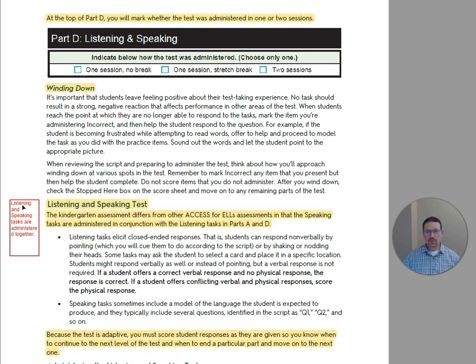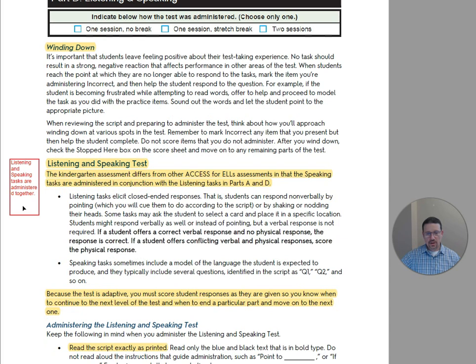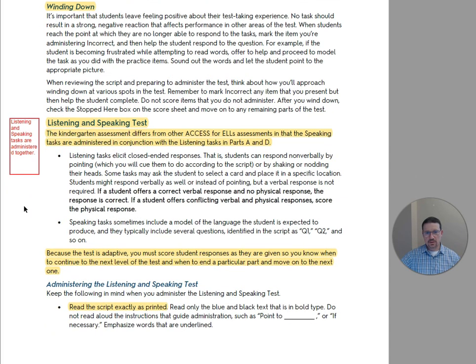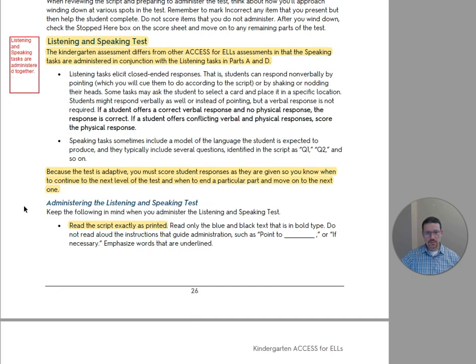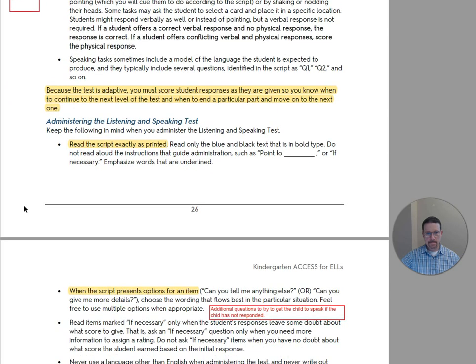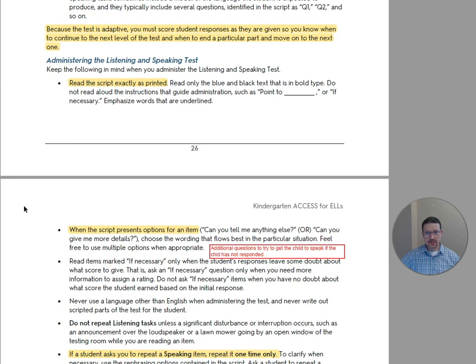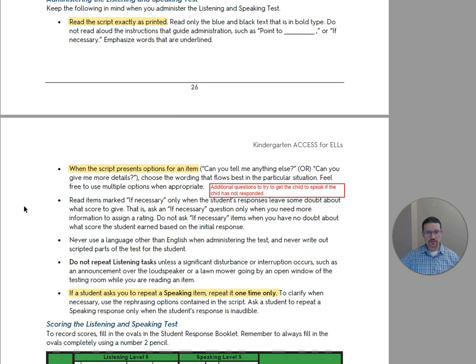Winding down gives you information about how, once the child has reached their ceiling, to make this a positive experience and wind down the assessment. So the listening and speaking tasks are administered together, and you can see that from the answer sheet snapshot that I shared with you earlier. We've talked about this being an adaptive assessment. Read the script exactly as it's printed, moving on to page 27.